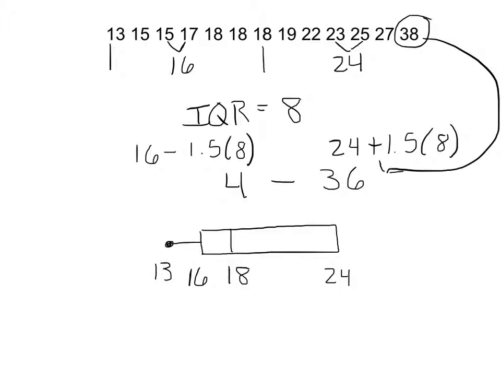But now 38 is an outlier. So I'm going to work my way back in my data set to the last number on the end here that's not considered an outlier. So this is only going to go out to 27. But I still have to include that 38. So this would be a picture of a modified box plot. The modified box plot, just like a box plot, the difference is it clearly isolates and indicates that there are any outliers.